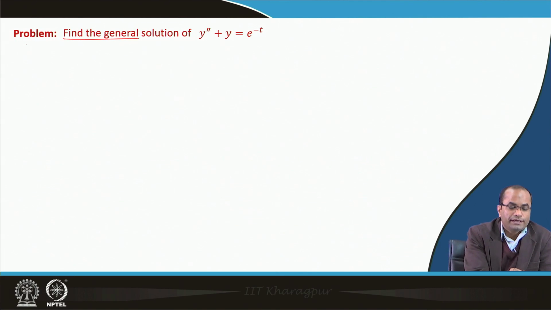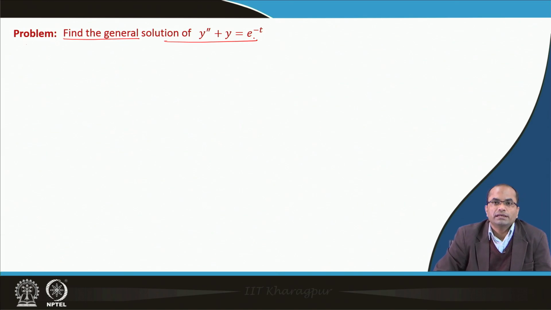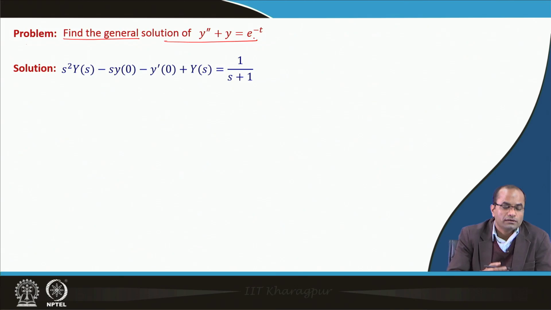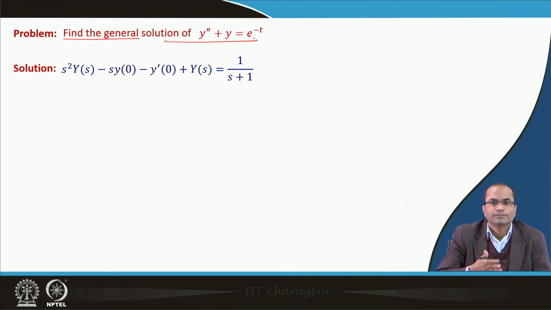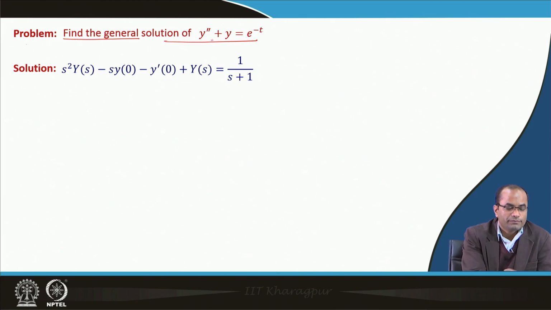Okay, so now we will find the general solution in this case, meaning that no initial conditions are given, but we can still deal with this using the Laplace transform. So, we will just keep those unknowns as they are and then proceed with the same process. So, here we take the Laplace transform.